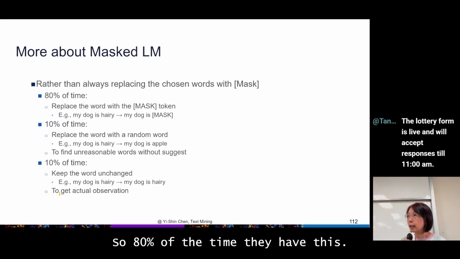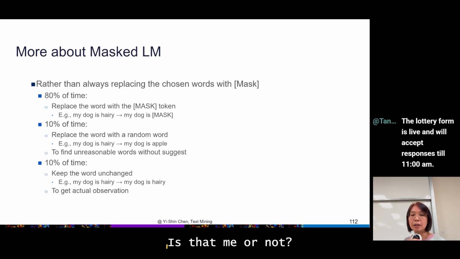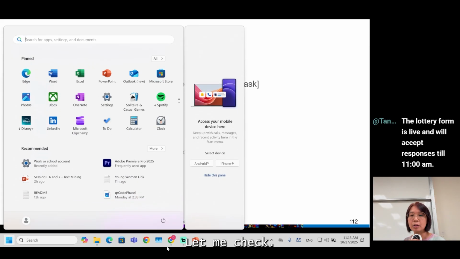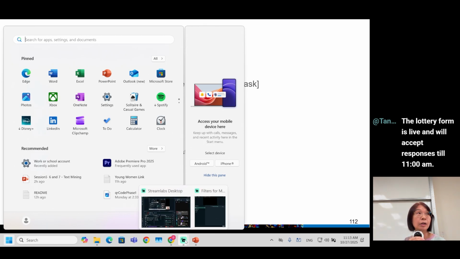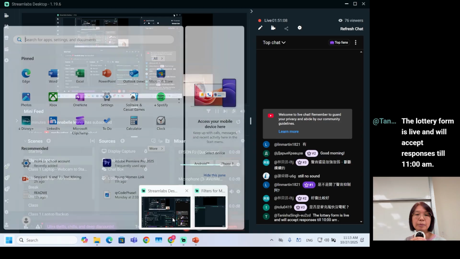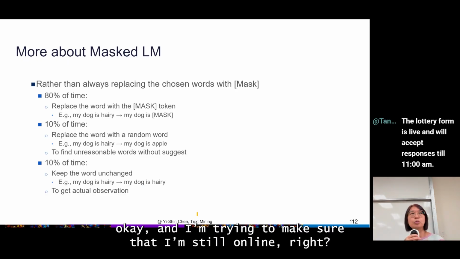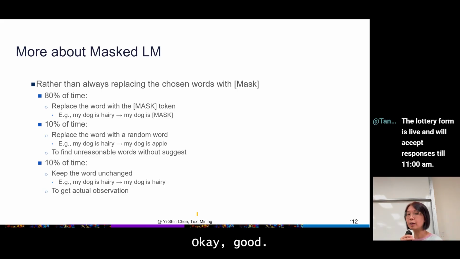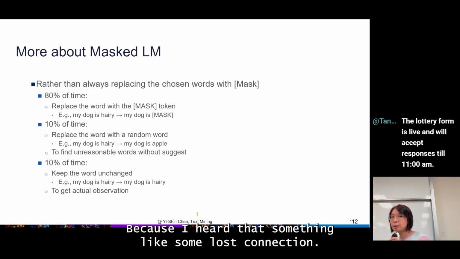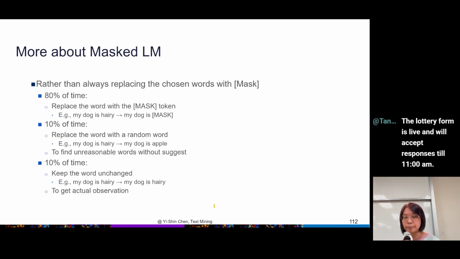So 80% of the time, they have this phone. Is that me or not? Let me check. 我还是有在线上哦，是哦。我刚刚有听到声，应该不是我哦。Okay, and I try to make sure I'm still online, right? Okay, good. Because I heard something like lost connection.